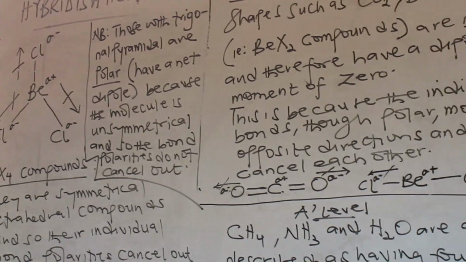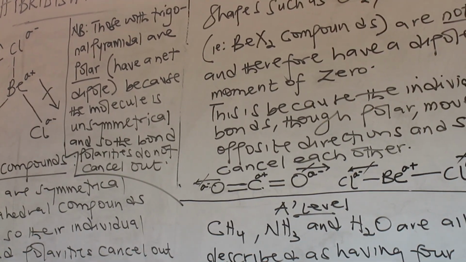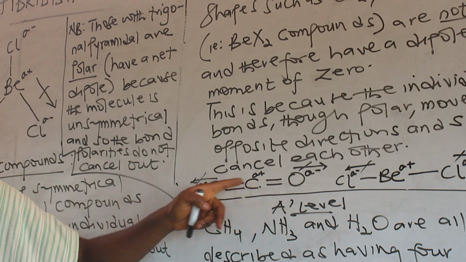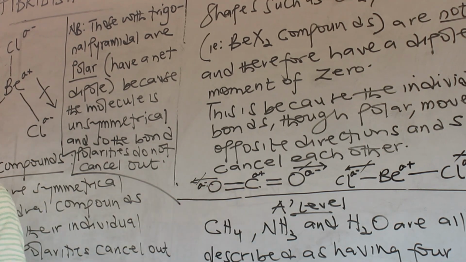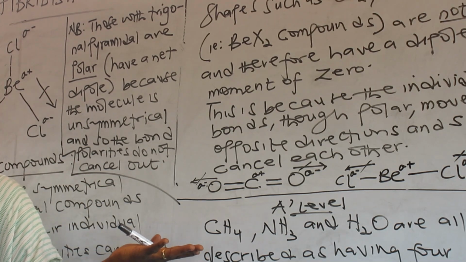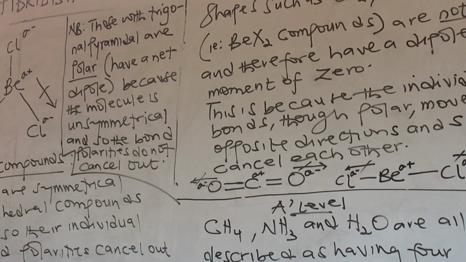Symmetricals don't have. Why is that? Symmetrical, right? When you divide, you get equal halves. So since they all move in opposite directions, they cancel out. MS compounds have. That is it. Now, this one also is polar, but it doesn't have a dipole moment. Why? You can see them move in opposite directions, so the bond polarities cancel out. You take negative here, take negative there. So they cancel out.